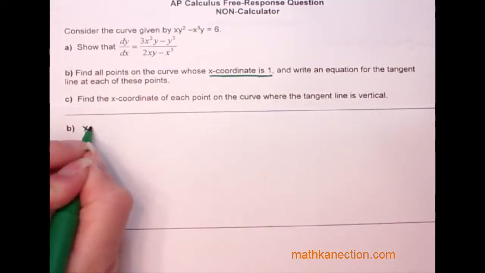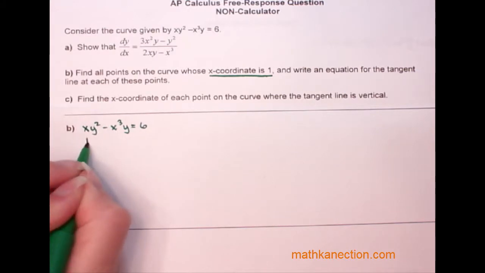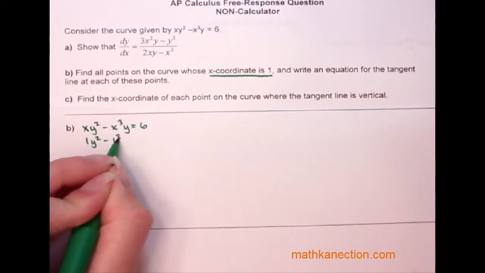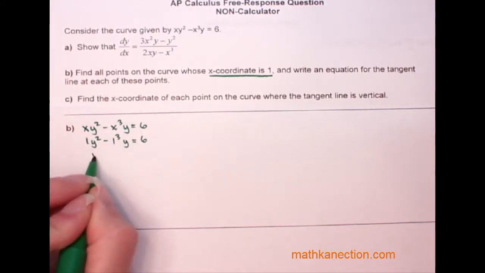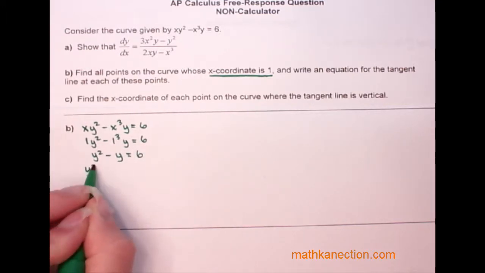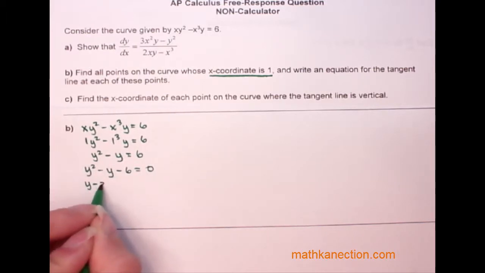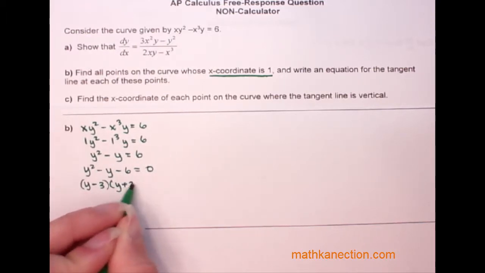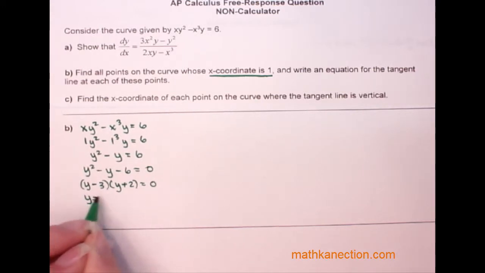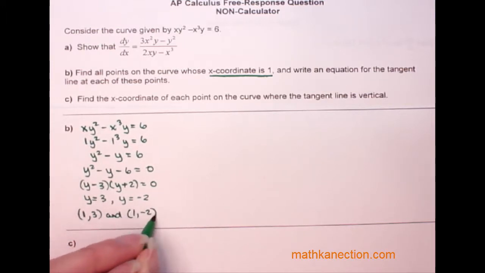We need to figure out when the x coordinate is equal to 1, so we're going to take the given curve and substitute in 1 for x, and get y squared minus y is equal to 6. Moving over 6, we'll have y squared minus y minus 6 is equal to 0. Then factoring, we'll get y minus 3 times y plus 2 is equal to 0. y is equal to 3, and y is equal to negative 2. So the points are (1, 3) and (1, negative 2).